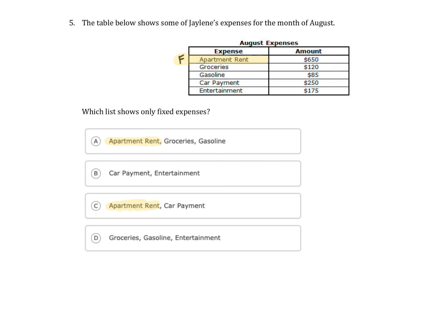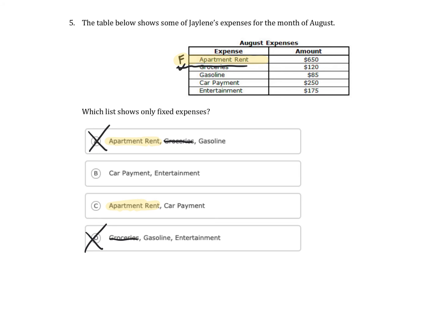All right, the next one, groceries. Well, groceries can change month to month depending on how much you eat or if you're having any extra parties or anything else. So that is a variable expense. We do not want groceries. So anywhere that there's a grocery, we're going to cross out, and that would eliminate that answer. So now we're already down to 2 answer choices.